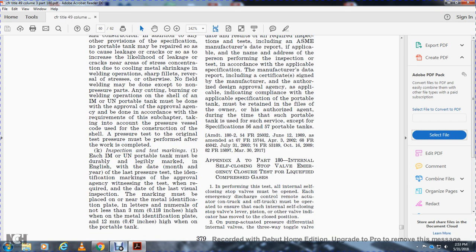Inspection and test marking. 1. The IM or UN portable tank must be durably and legibly marked in English with the date, month and year of the last pressure test and the identification mark of the approval agency witness for the test, as well as the date of the last visual inspection. The marking must be placed near the metal identification plate with letters and numerals not less than 3 millimeters high on the metal identification plate, or 12 millimeters high on the portable tank.